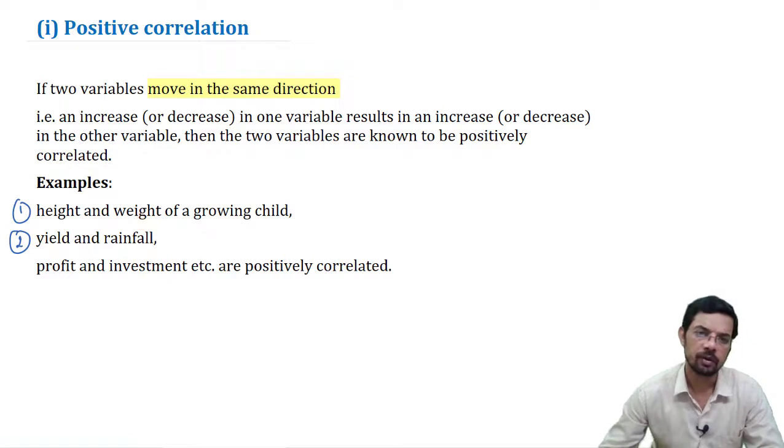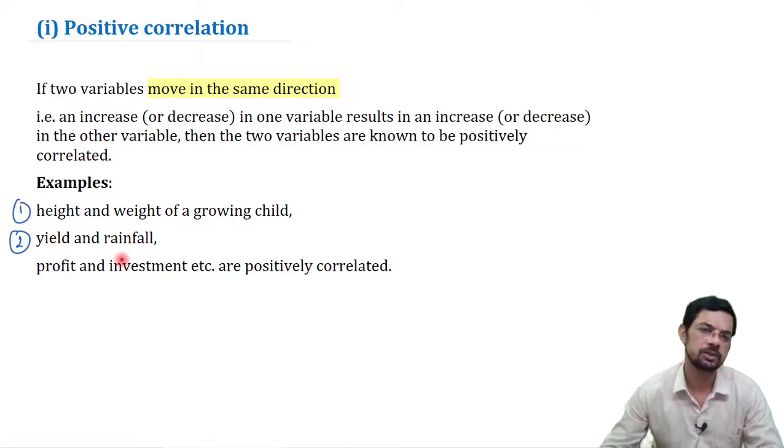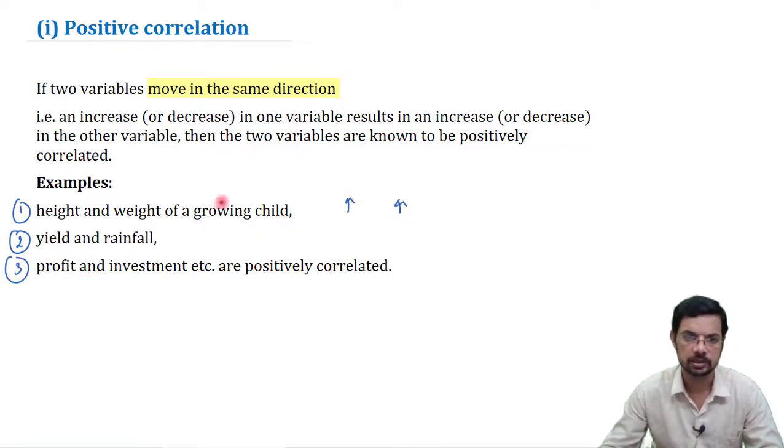In the same way, profit and investment. If you invest more, you may have the chance to earn more profit. If you invest less, you will get less profit. So these two are again related to each other positively. So height and weight, as height increases, the weight also increases. When the rainfall increases, the yield also increases, and when one decreases, the other one also decreases. The movement is in the same direction.